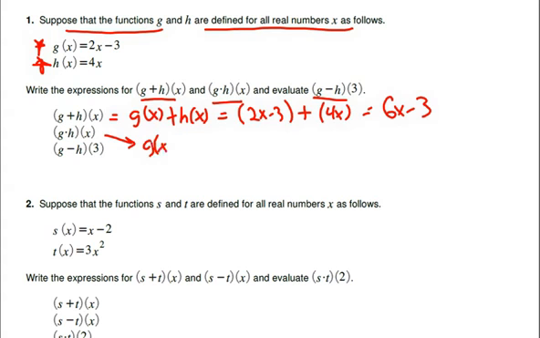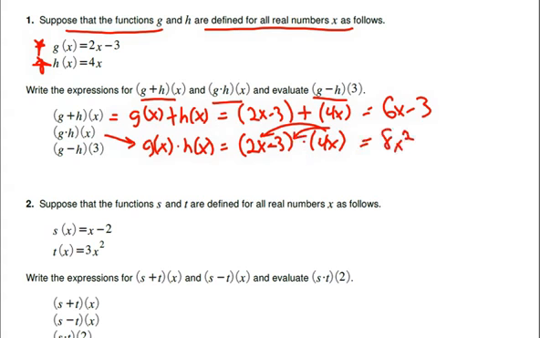Then here we have g times h, so that's g of x times h of x. So substituting the actual values in there, we'll just go ahead and distribute this 4x. So 4x times 2x is 8x squared, and the 4x times that minus 3 is negative 12x. Great, so there's the first two.